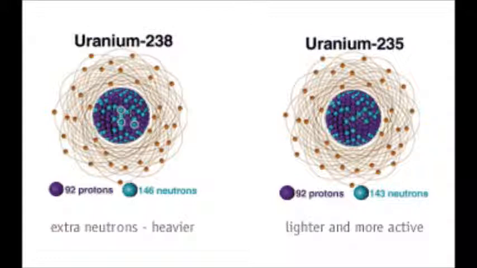U-235 is separated from U-238 by a process called uranium enrichment. The ratio of U-235 to U-238 isotopes determines how enriched the substance is. For example, a ratio of 20 to 100 U-235 to U-238 isotopes means the substance is 20% enriched.